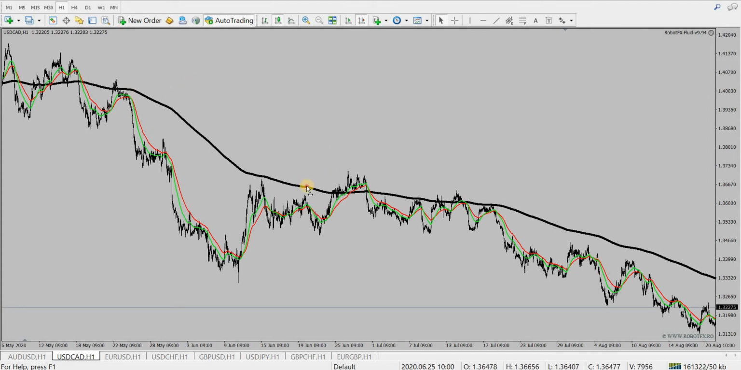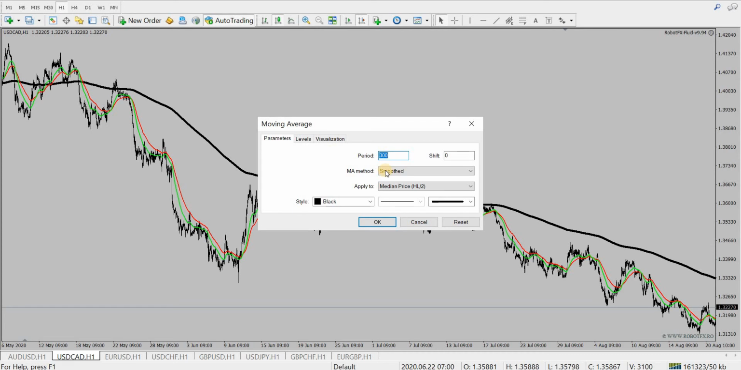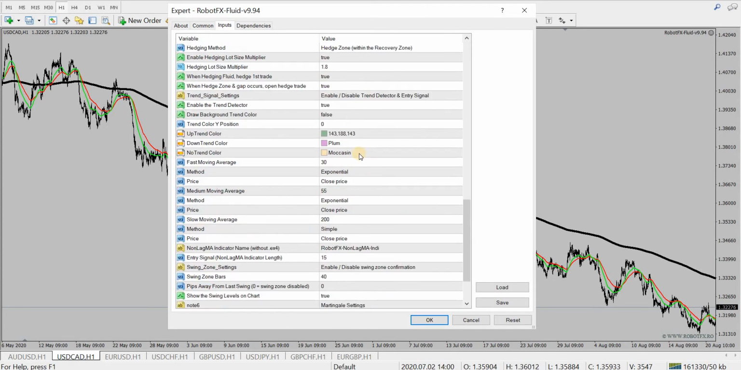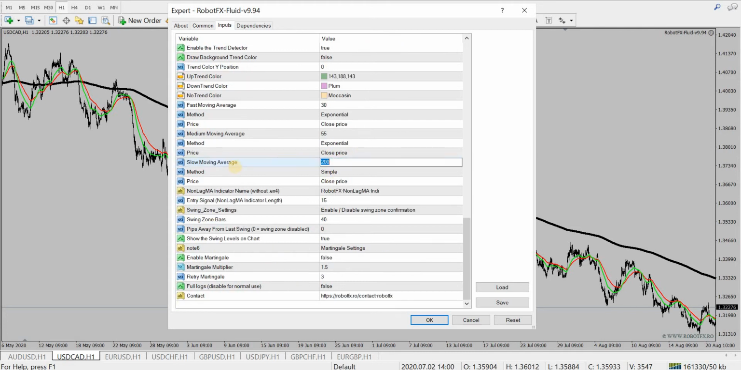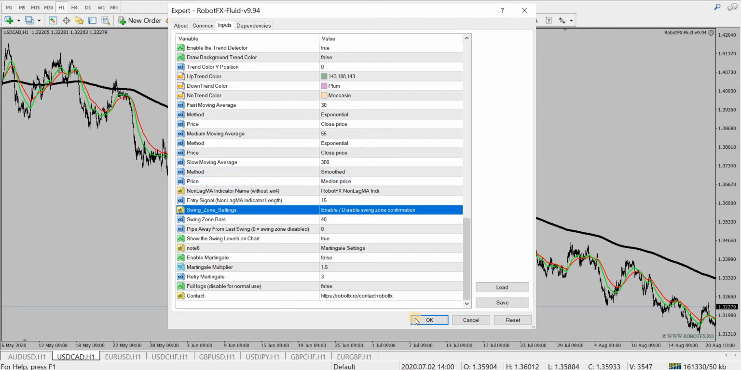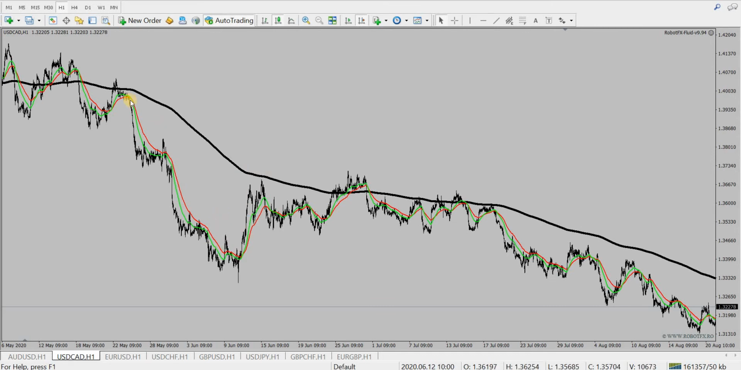By the way, before I forget, we decided that we are using the slow moving average 300 smoothed median price. If you find it, enter the details. There it is, slow moving average 300 smoothed and median price, was it? And not the other two. And the other criteria for the expert advisor to determine the trend is for the red moving average to be above the green moving average, the medium above the fast moving average.